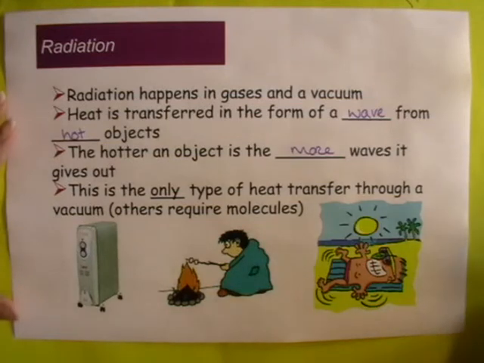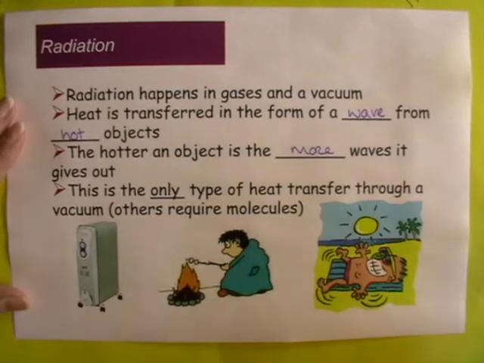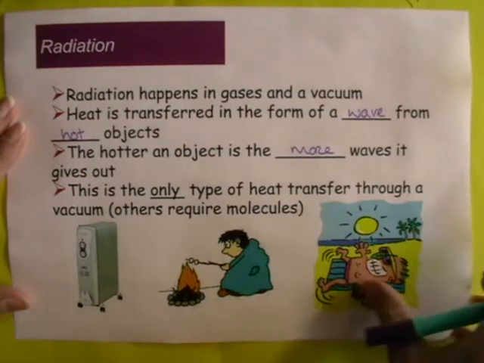Evidence for the fact that it transfers through a vacuum is the fact that we feel the heat from the sun, and between the Earth's atmosphere and the sun is space, which is a vacuum, but yet we still feel the heat. Therefore, the radiation waves can travel through a vacuum.